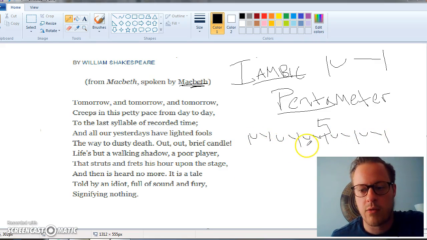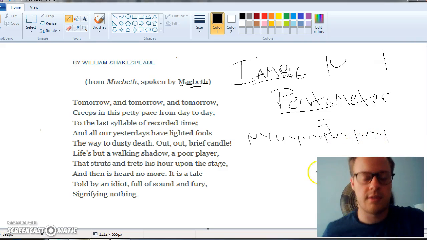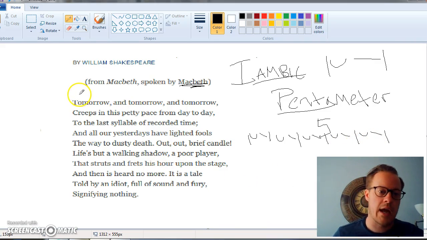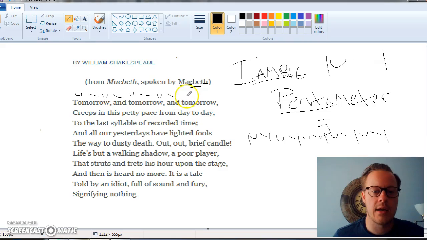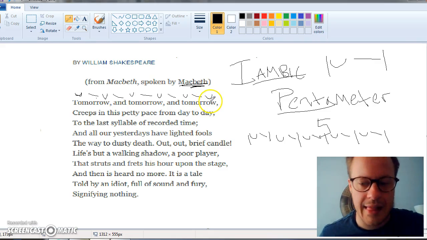"But soft, what light through yonder window breaks?" Any number of things. In our example, we have tomorrow. Wait, tomorrow. Oh, I messed it up. It's only going to be 3 syllables, looks like 4. Tomorrow and tomorrow and tomorrow, right? So we have a little extra little guy here. It's a feminine ending, but we'll get into that later.